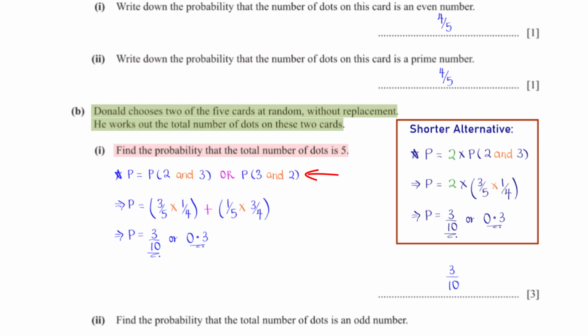The probability that he picks a card with 2 dots first is 3/5. Without replacement, the probability that he picks a card with 3 dots second is 1/4. The probability that he picks a card with 3 dots first is 1/5. Without replacement, the probability that he picks a card with 2 dots second is 3/4. And when we type this into the calculator, we get 3/10.